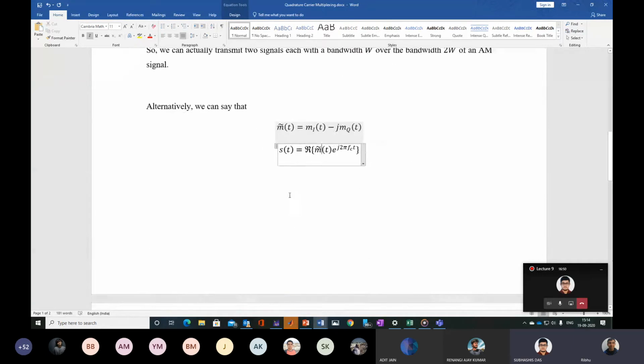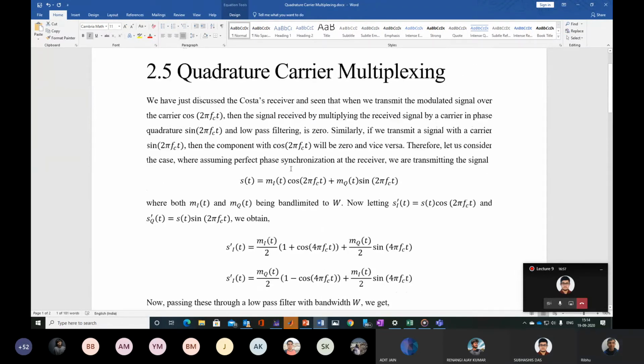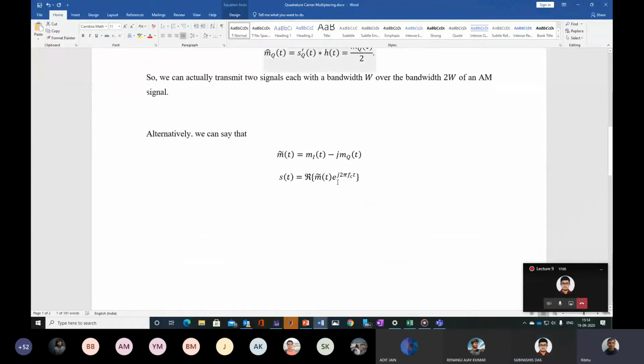We are simply transmitting s(t) equals real part of M tilde(t) e to the power j 2 pi fct. Now my question is, for this kind of a signal M tilde(t), can I use single sideband modulation? Why or why not?